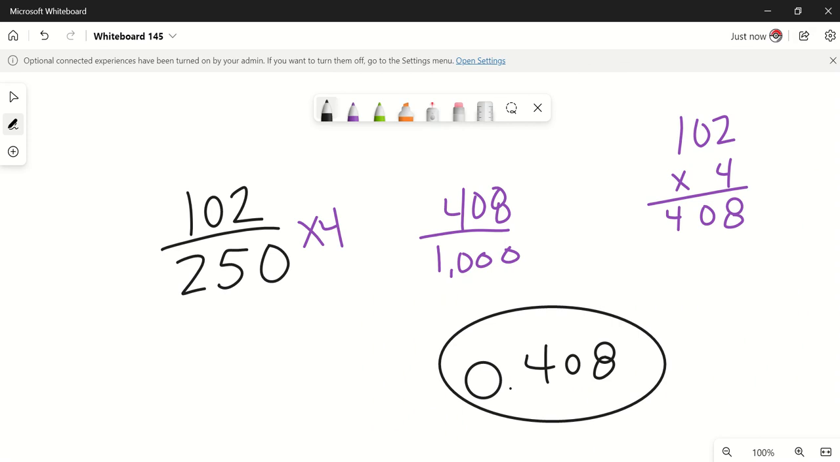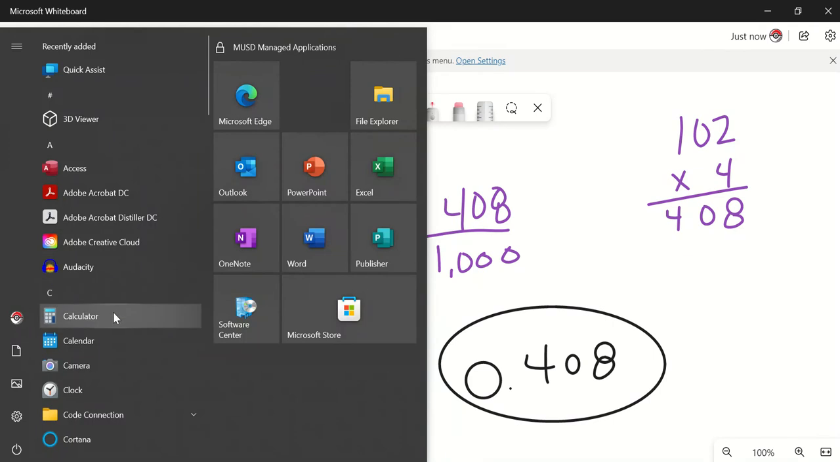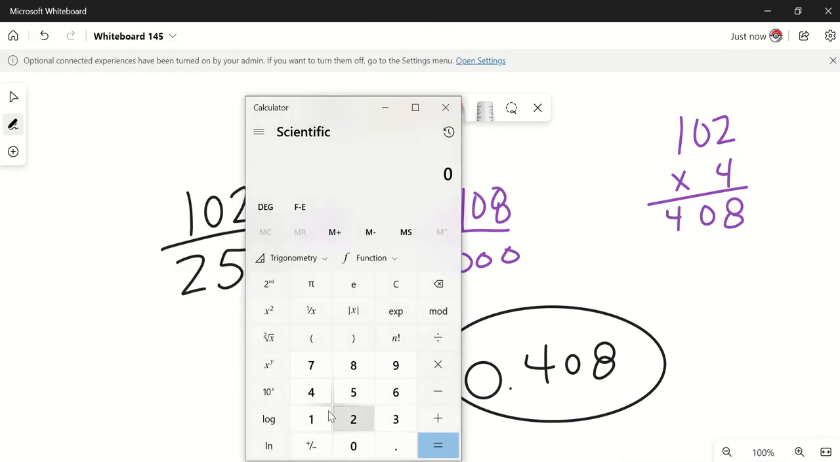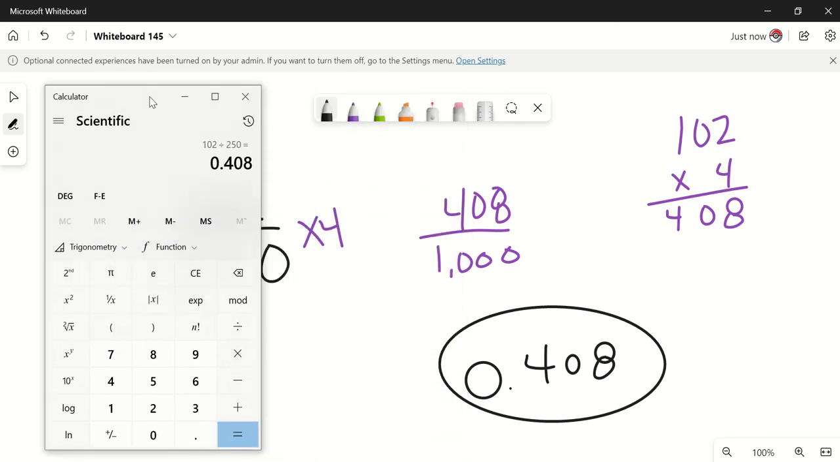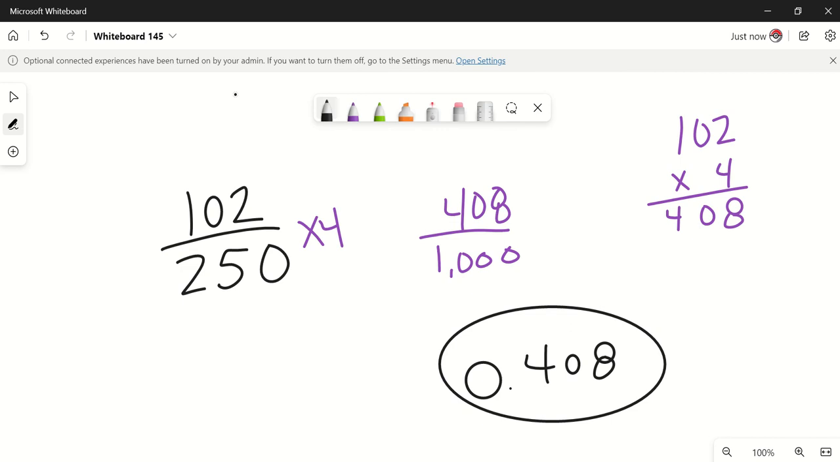0.408. And remember, when we do examples like this, we need to make sure that we are putting in the work like we did here, because you could easily do this, and this is not showing your work. Doing 102 divided by 250, which would still give us 0.408, but it doesn't show you the work.